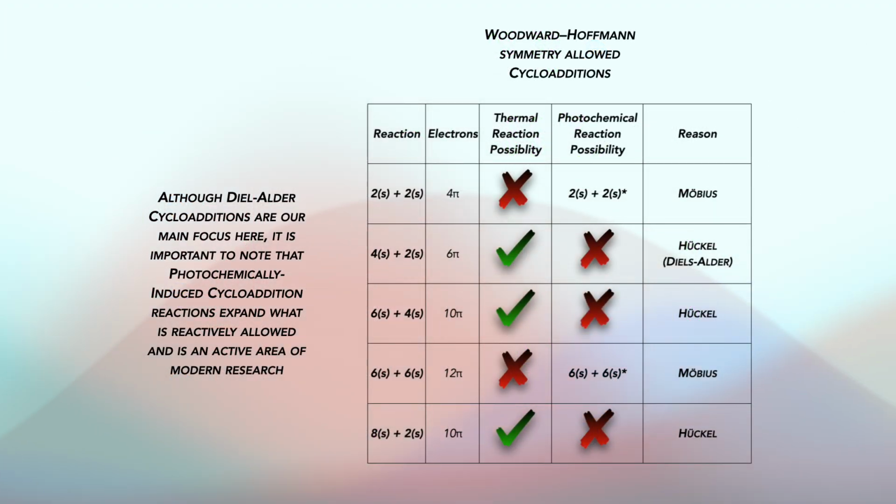Although we will be obsessed with thermal reactions in this unit, photochemical reactions are a domain of expanding, active research. And so I don't want you to get the takeaway that Möbius topologies are just nonsense or something just not allowed. The Woodward-Hoffmann cycloadditions table shows us that thermal reactions preserve Hückel topology versus photochemical reactions access Möbius topology. Light changes literally the orbital occupancy, and occupancy changes topology.